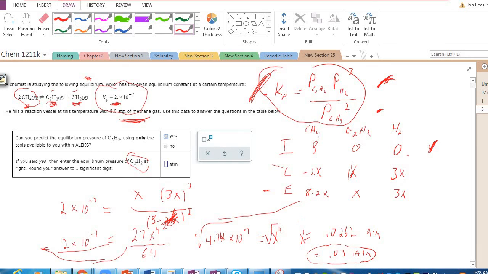Now, it is important to check. We have a 5% rule: if this x value is indeed less than 5% of the original 8 atmospheres, then this is a pretty good assumption. So I can take 0.03 divided by 8, and I can see that's way less than 5%. You can actually do the calculation if you want. So this is a good assumption, and I have finished the problem by calculating 0.03 atmospheres.